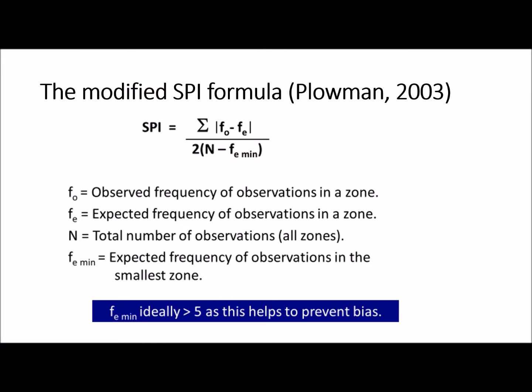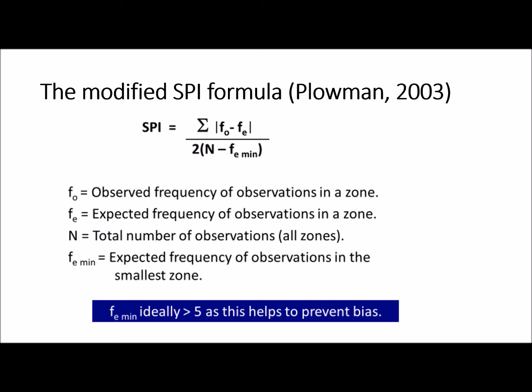And this is the formula that we would use to estimate space use within that enclosure by using the modified SPI, published by Plowman in 2003 in Applied Animal Behaviour Science. If we break this down by the top and bottom of the formula, the top has FO, which is the observed frequency, what you have seen within a particular zone, and from that we subtract FE, which is the expected frequency. If enclosure usage across all zones was random, what would we expect to see the animals doing, i.e. the occupation rate of that particular zone?